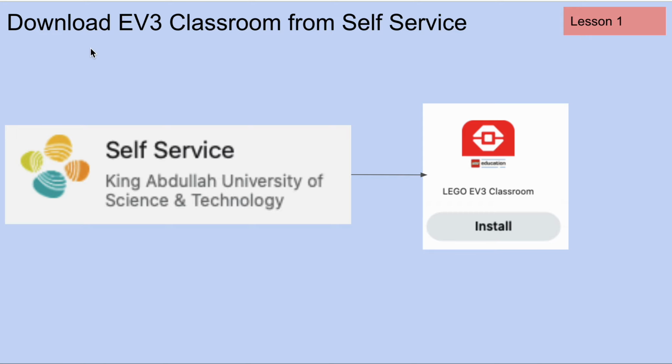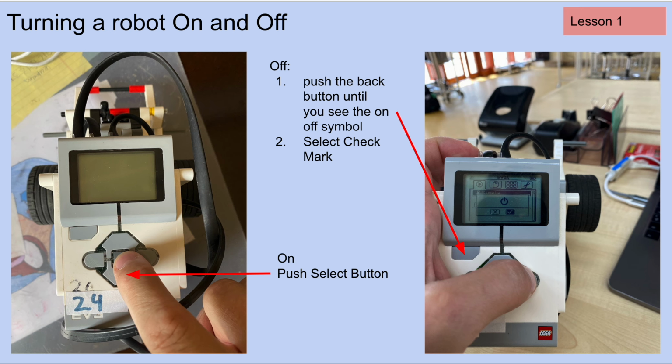We're going to start by downloading EV3 Classroom from self-service and then getting to know the menus on our EV3 robot. So if you could please open self-service and then find this icon, the Lego EV3 Classroom, and install that. That's step number one. The next thing I'd like you to do is turn on your robot.